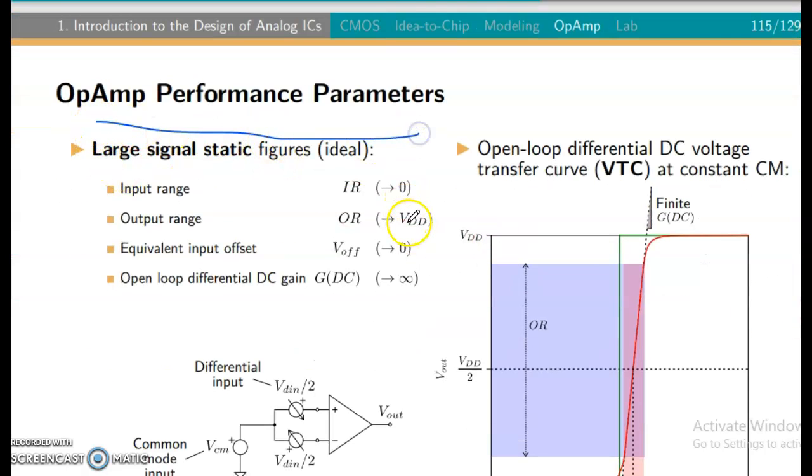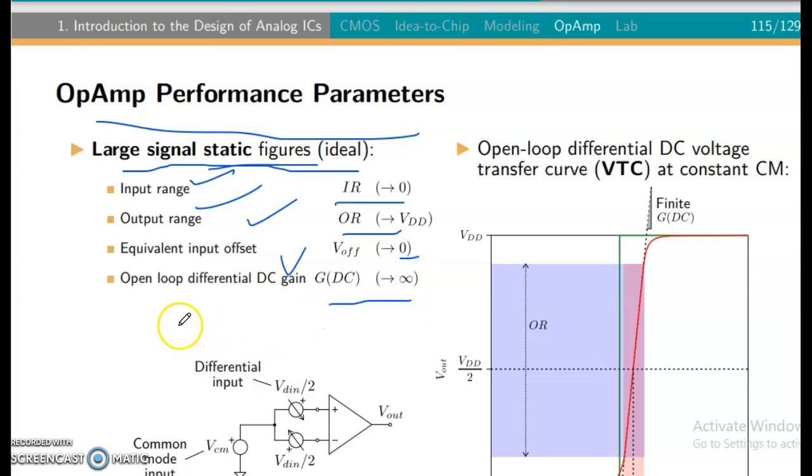Operational amplifier performance parameters: large signal static figures, ideal. Input range, output range, equivalent input offset, open loop differential DC gain. IR tends to 0, OR tends to VDD, V of 0, GDC infinity. That is the open loop differential DC gain, infinity.